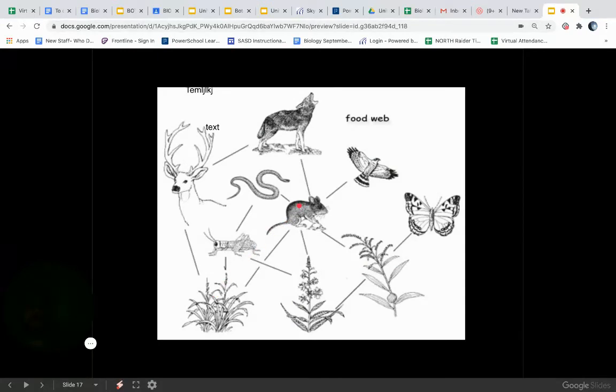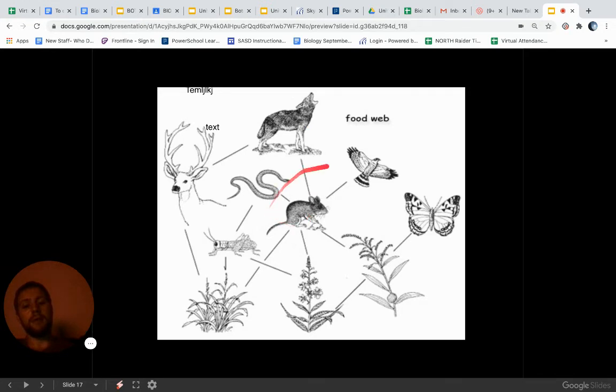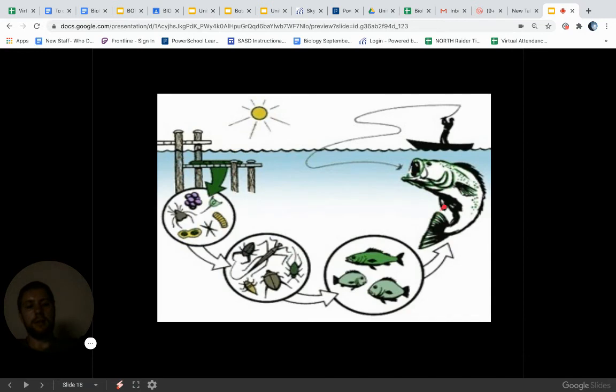So now can we think of what the wolf would be in this case? So the wolf we would find is a secondary consumer because it eats the stuff that eats the plants. It eats the primary consumer like the mouse, and the primary consumer is an herbivore that eats the prairie grass. The wolf also eats the deer, which is a primary consumer. So that'd be a good example.